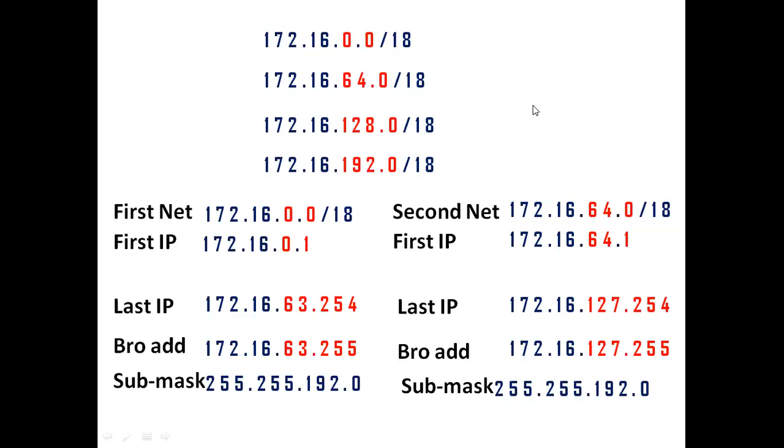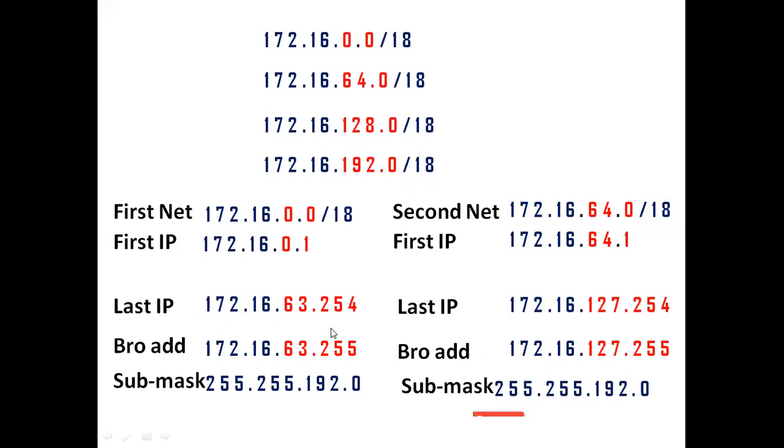So say 172.16.0.0 is the first subnet, and 172.16.64.0 is the last subnet right now. So before 64, 63 will be there, na, brother? Yes, that's why I've written the last IP will be 172.16.63.254. This is the only last IP address.